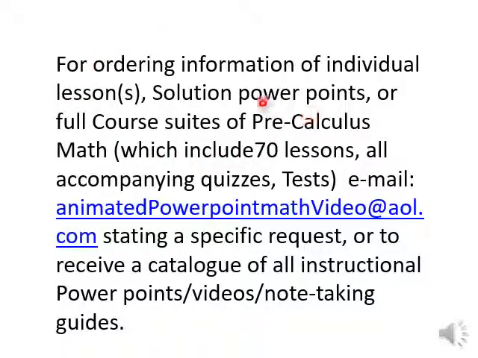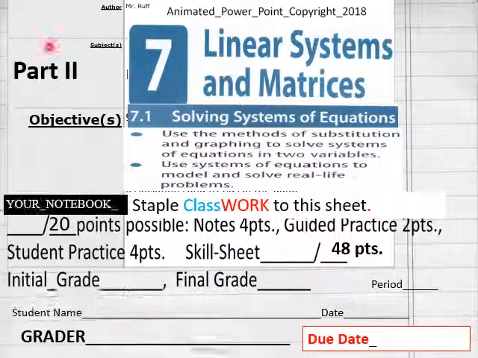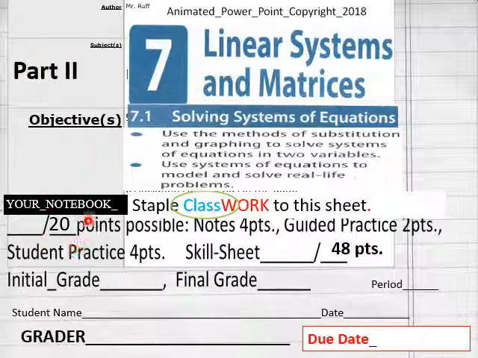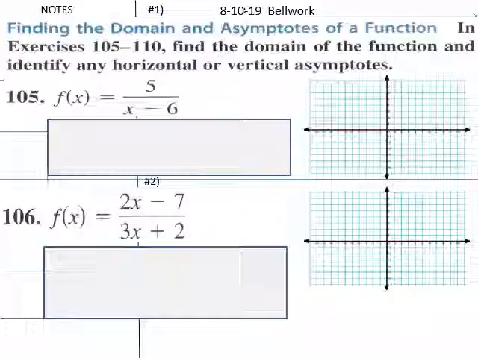Hello everybody, getting ready to do lesson 7.1 part 2 of pre-calculus math, systems of equations. For part 2 of 7.1 you've got 20 points here. It goes in your notebook, so have your notebook guides or your notebooks open. And then 48 points here will go into your classwork sheet.